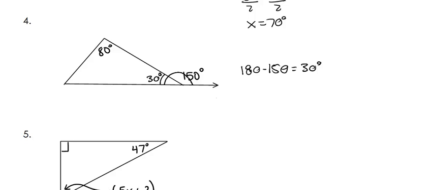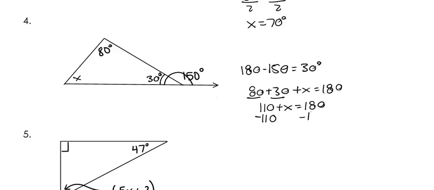Okay, so this unknown angle has to be 30 degrees. And then once I have that much, I can set up my equation. To find this, say this one's x, 80 plus 30 plus x equals 180. Okay, so now I'm solving for the last unknown angle on the triangle. 80 plus 30 is 110. Subtract 110 from both sides, and I get x equals 70 degrees. Okay, so the unknown angles on this triangle were 70 degrees and 30 degrees.